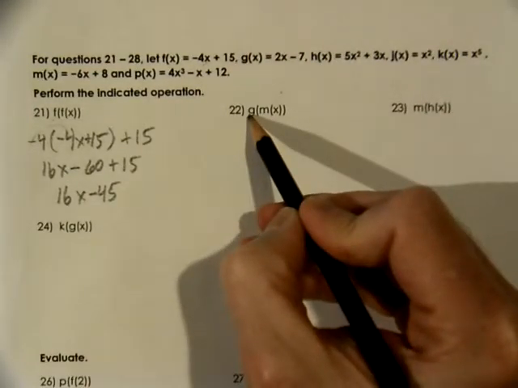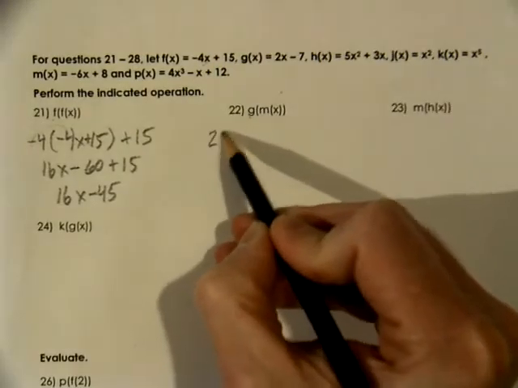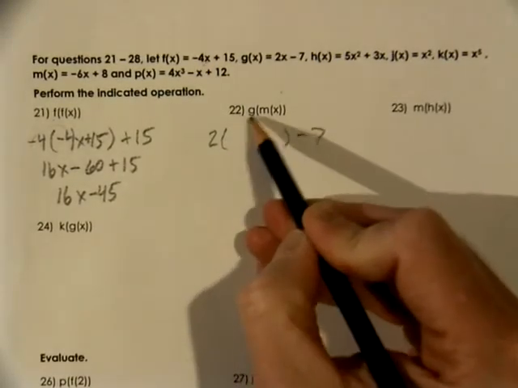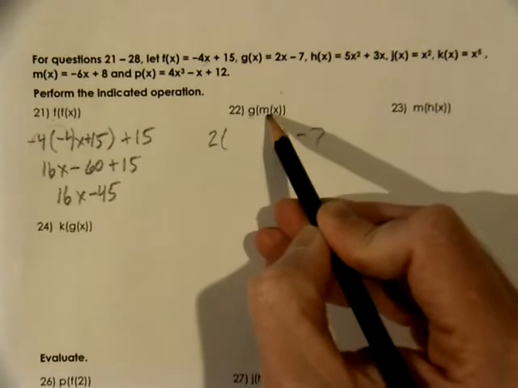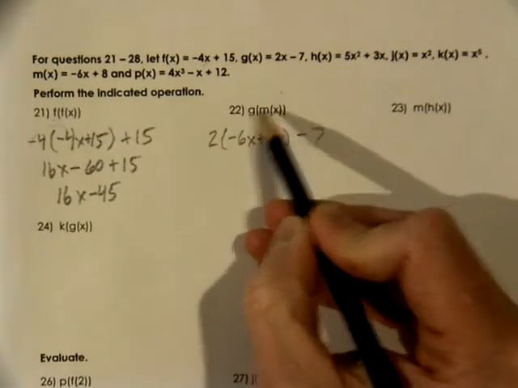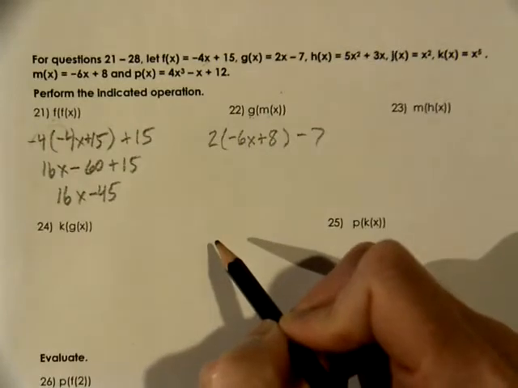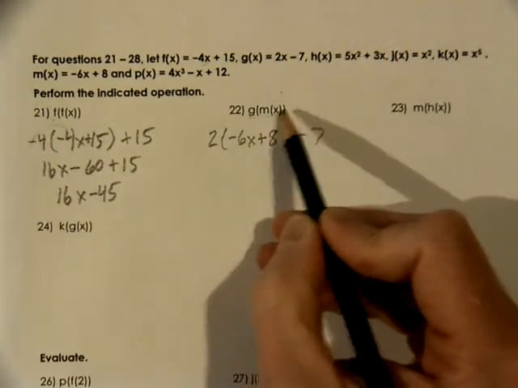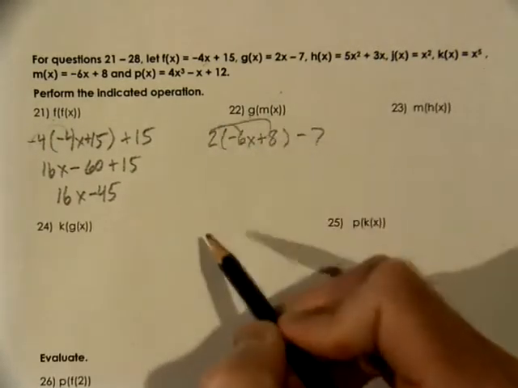Take the g function, which is 2 times something minus 7. Plug the m function inside of the g function. It's not multiplication. We don't FOIL anything together. We might need to distribute.